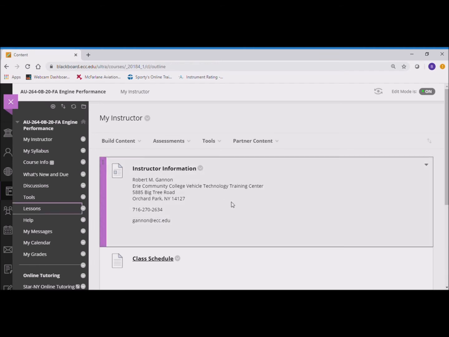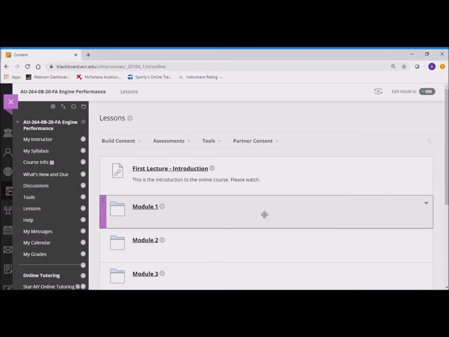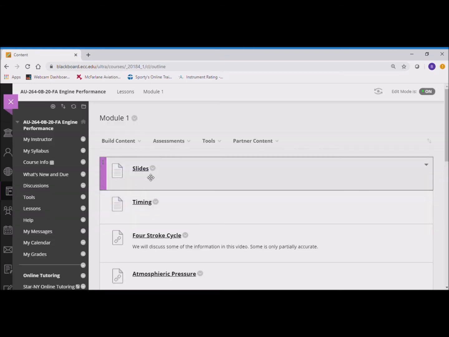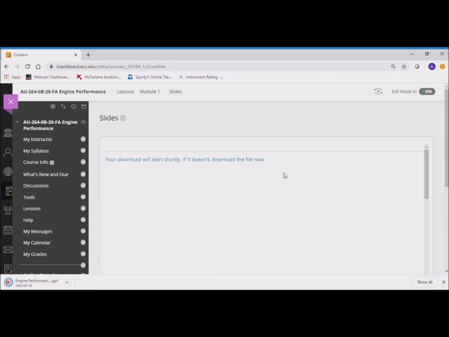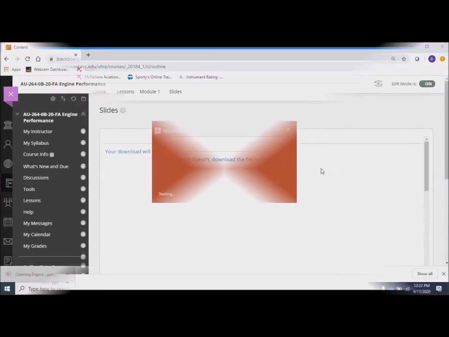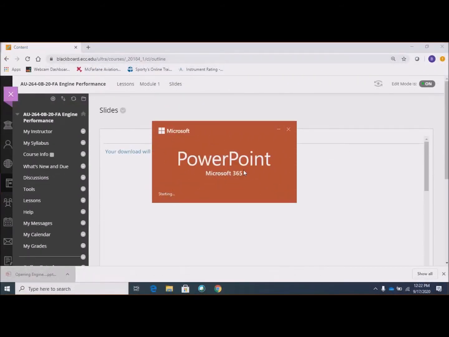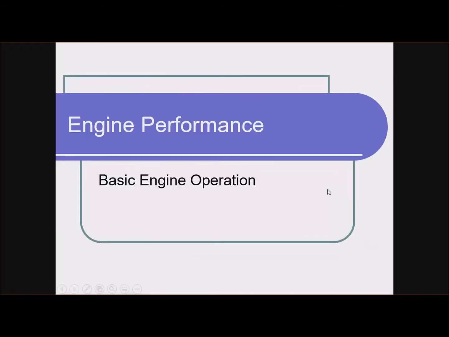So under lessons, we have Module 1 here. And under Module 1, there's a link to click on Slides. Let's get that going. Okay, so here's our first set of slides, full screen here, hopefully.